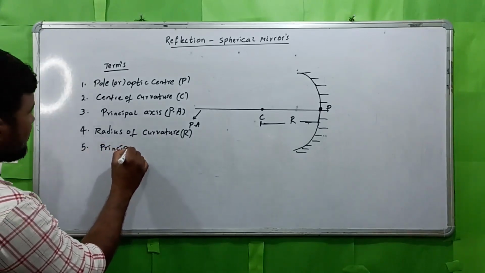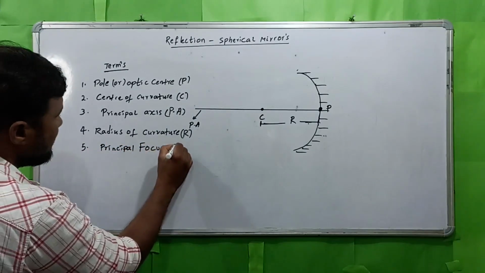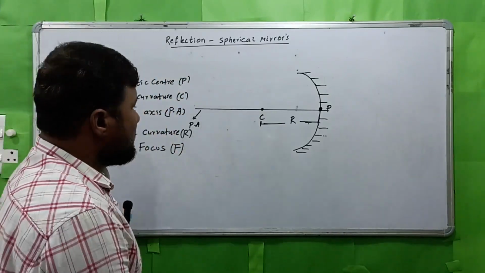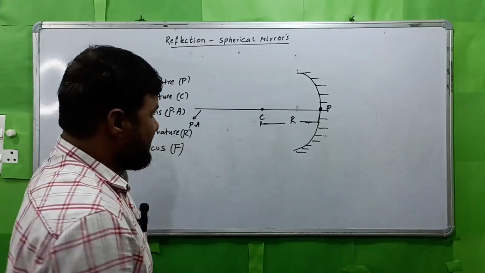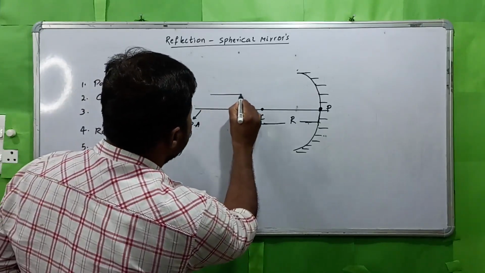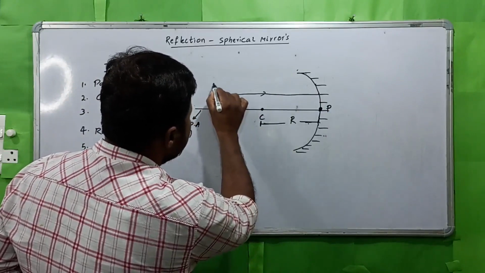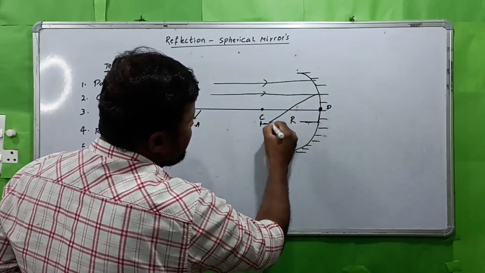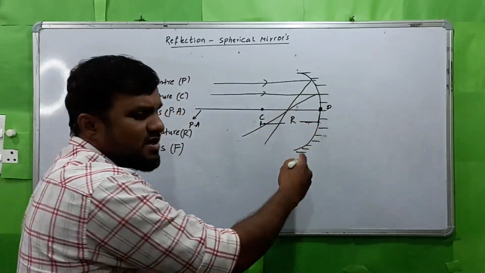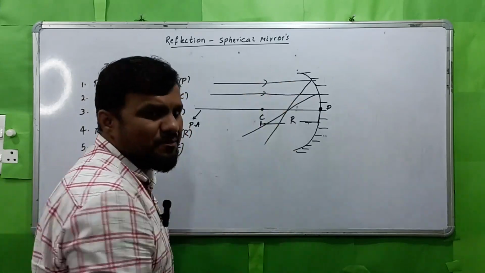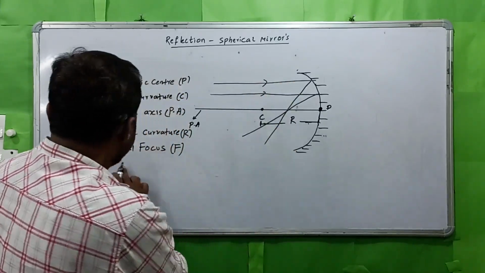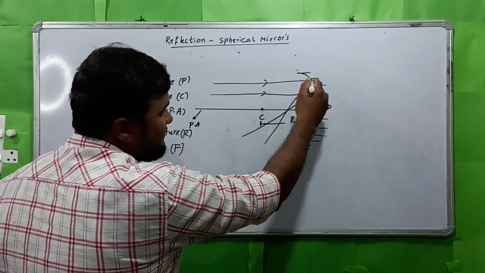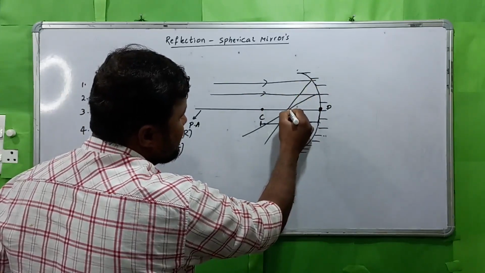The next term we will discuss is principal focus, denoted by capital letter F. Imagine the situation: a parallel beam of light coming parallel to the principal axis. After reflection, all these rays meet at one particular point. The principal focus can be defined as: if a parallel beam of light moving parallel to the principal axis, after reflection, these rays meet at one particular point.